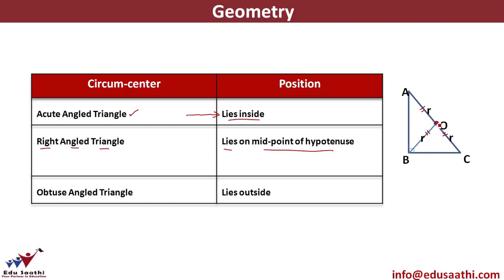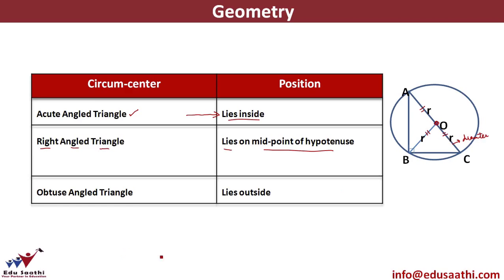So with O as the center, I'll be able to draw a circle such that AC becomes the diameter. Now AC will become the diameter for such a circle. This is the circle that I will get, and AC will be the diameter of such a circle.